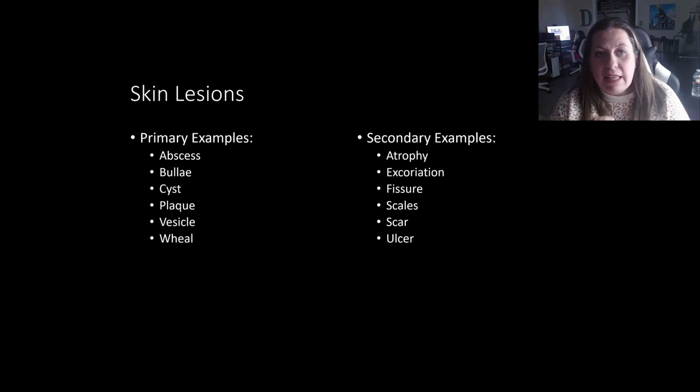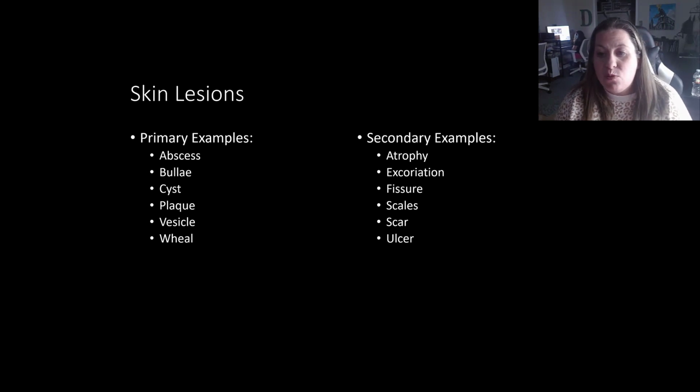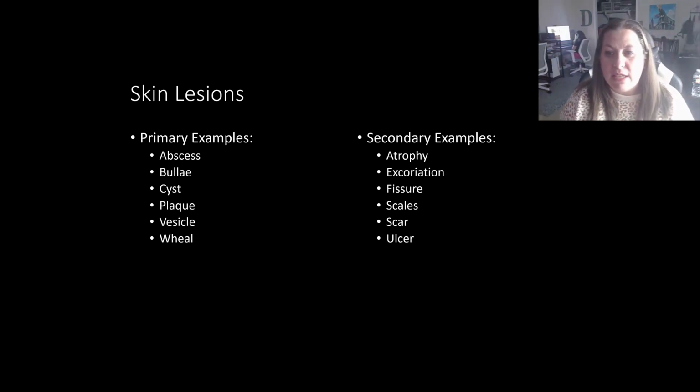Now, if a skin lesion evolves, it becomes a secondary type of skin lesion, and these are going to be some examples of secondary lesions. So atrophy is one, and this is where the skin becomes atrophied. It's characterized as being paper thin or wasted away, with a loss of skin markings as well.